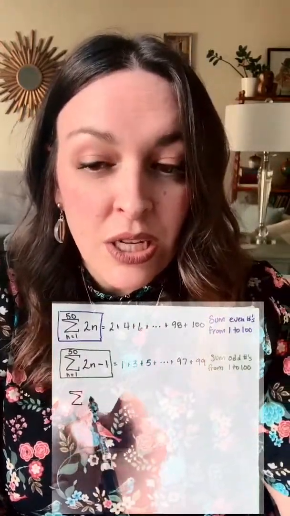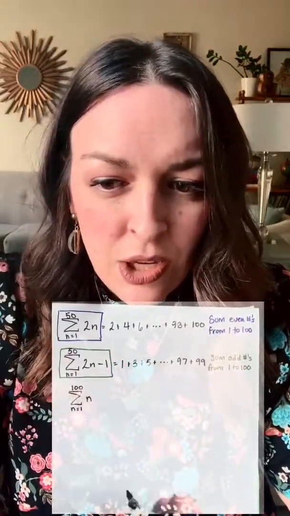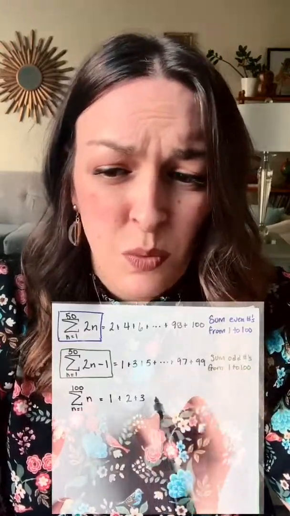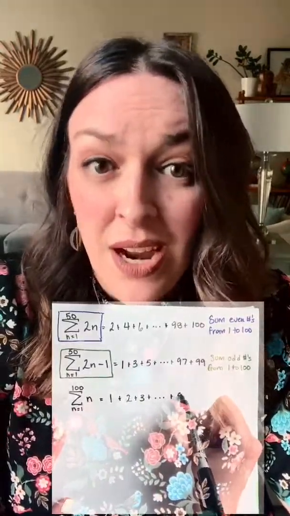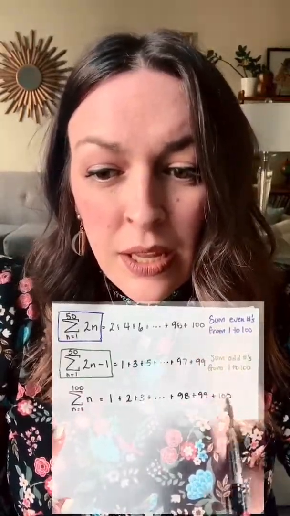So I'm going to talk about a really specific situation, and that is the sum of the first 100 numbers. This is how I'd write it, just the sum of n, or sigma of n, where n is equal to 1 to 100. So that's 1 plus 2 plus 3 all the way up to 98 plus 99 plus 100, right?